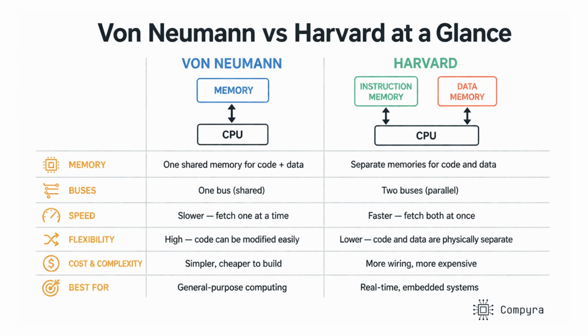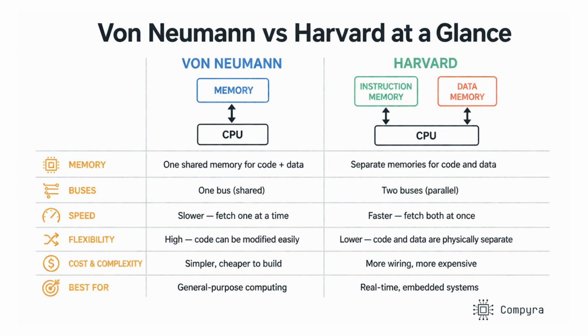And best use case. Von Neumann dominates general-purpose computing. Anywhere you need to run different programs, install apps, update software. Harvard shines in real-time and embedded systems, places where the program is fixed, predictable, and needs to run fast and on time every single time.